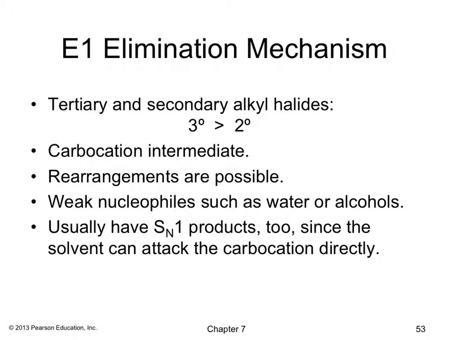For E1, again, it prefers tertiary, as E2 does, and secondary alkyl halides. In the case of E1, it undergoes carbocation intermediates. Rearrangements are possible. Weak nucleophiles such as water or alcohols are used for E1. And usually you have SN1 products too, since the solvent can attack the carbocation directly.